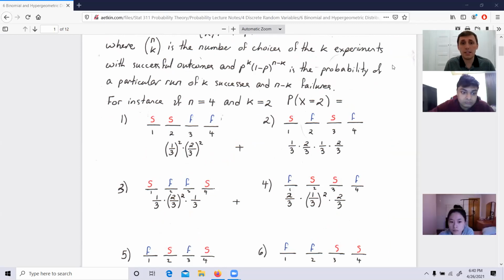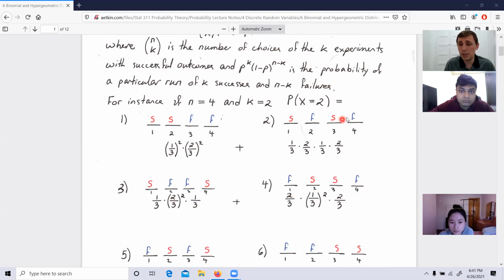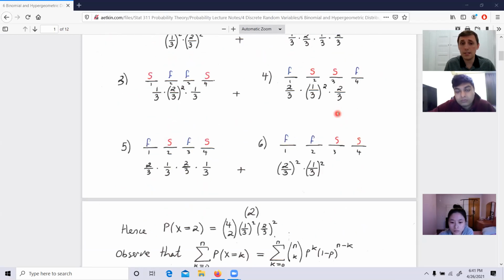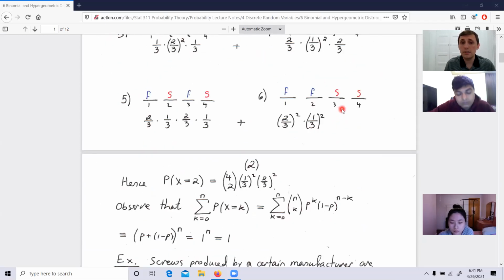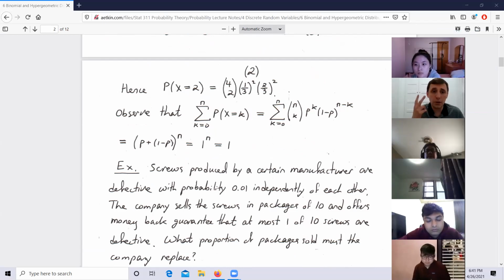Right, and then the 6 is 4 choose 2. Out of 4, which particular pair gives the success? Everybody is clear? Of course, we expect that the sum of the probabilities is equal to 1, which is always true for random variables. If I accounted for every possibility, the sum of the probabilities of all the outcomes of a random variable must sum to 1.